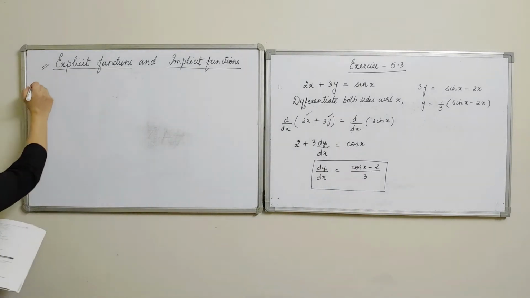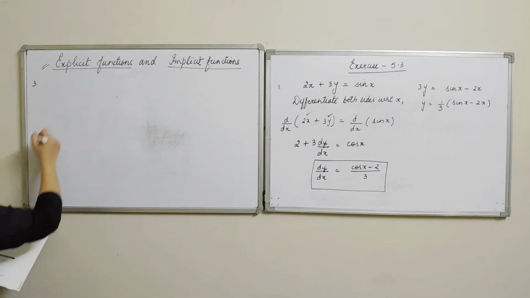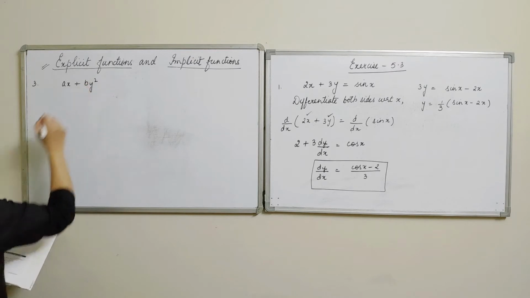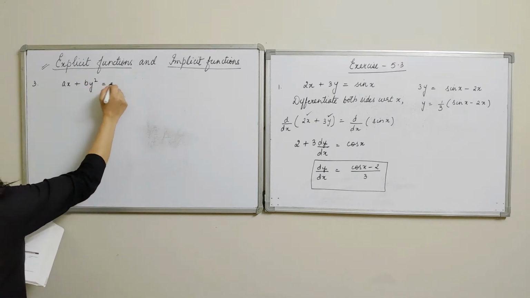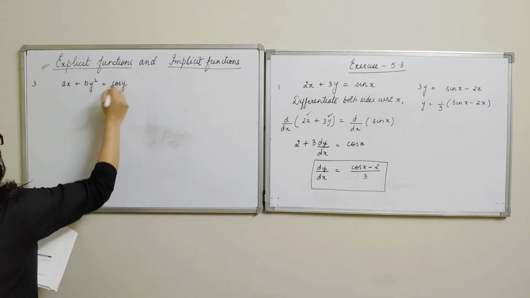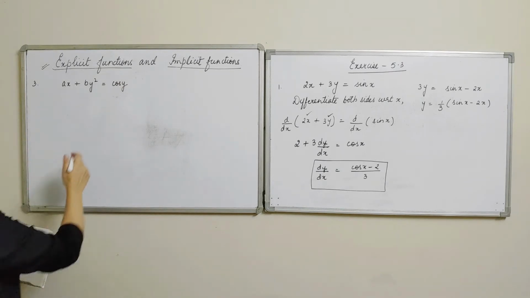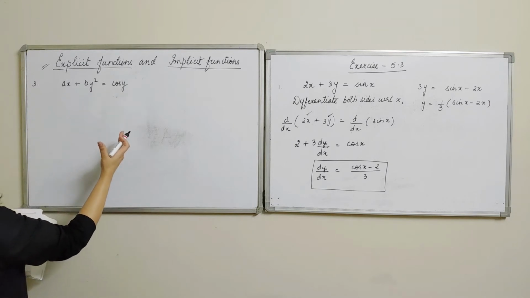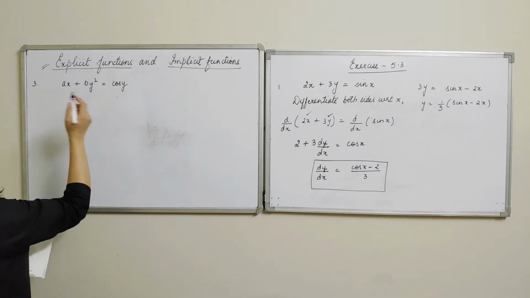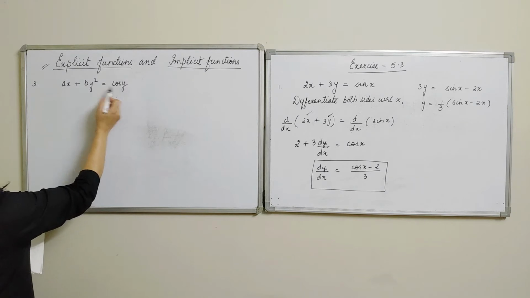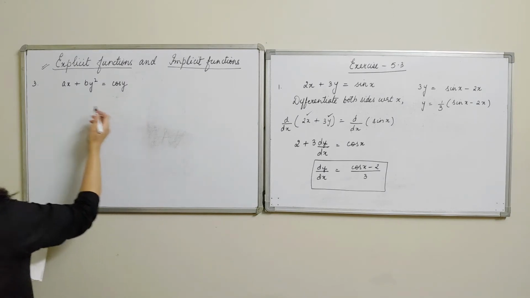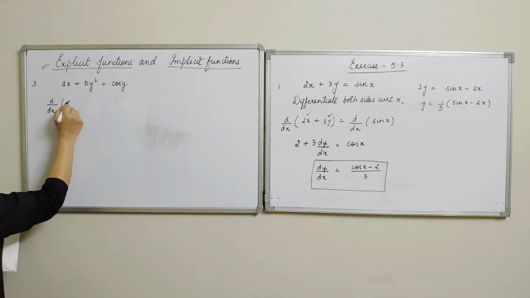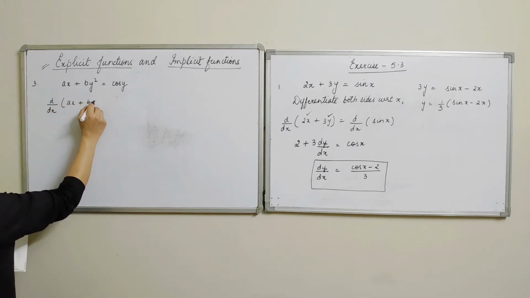From exercise 5.3, let's try out the third question, which is ax plus by square is equal to cos y. Here there are again both variables x and y. This is either an explicit or an implicit function. To find out which, you can see here the powers of y are different, so this has to be an implicit function. Once again we are going to differentiate both sides with respect to x.